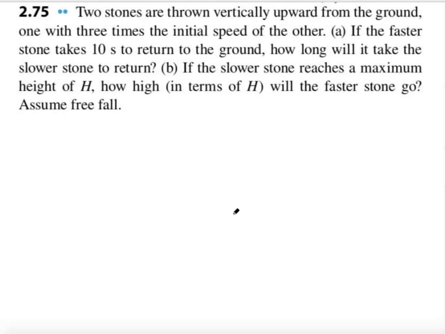All right, now looking at number 2.75, we have two stones that are thrown vertically upward. Again, we're throwing vertically upward, one with 3 times the initial speed of the other. So let's sketch this out real quick. So here is stone 1 and stone 2. Stone 1, we'll just say is our first stone, and it has an initial speed of v naught y. And stone 2 has a greater initial speed, which is 3 times v initial y.